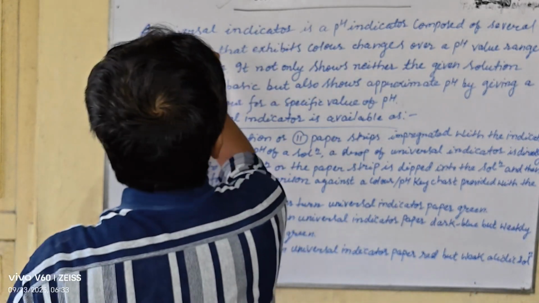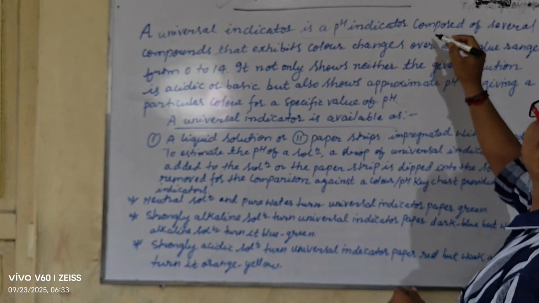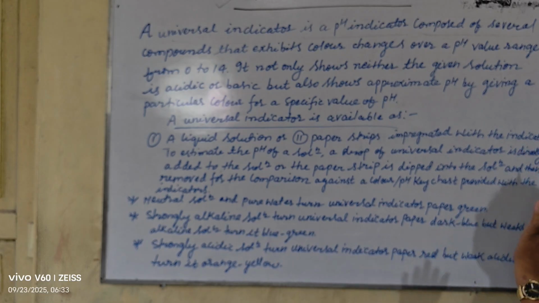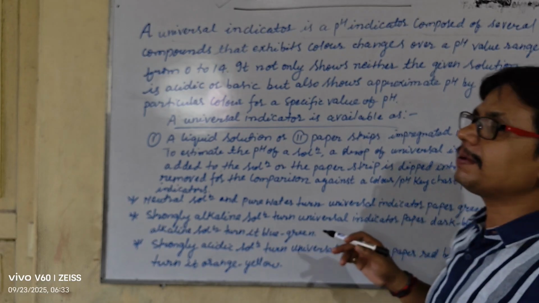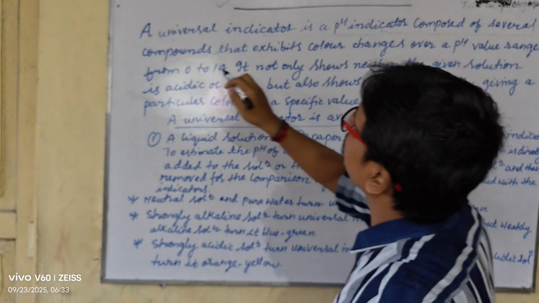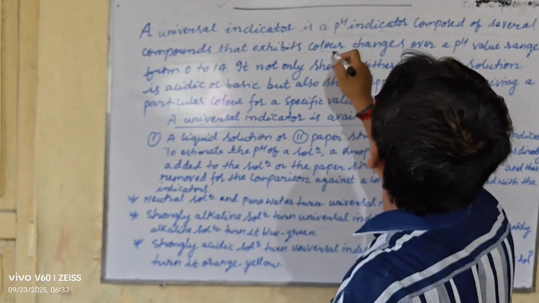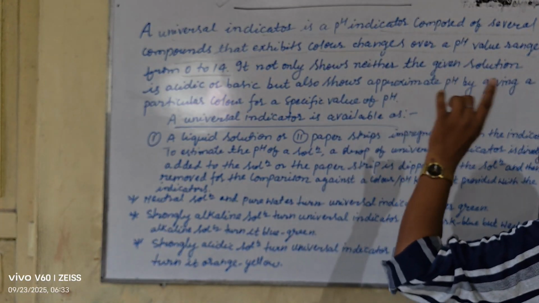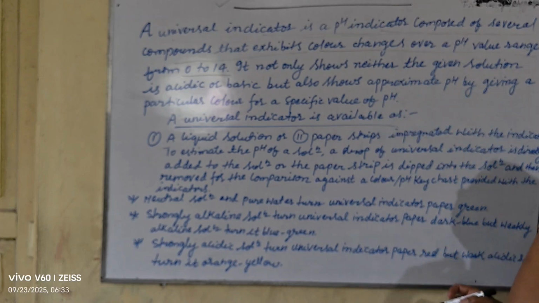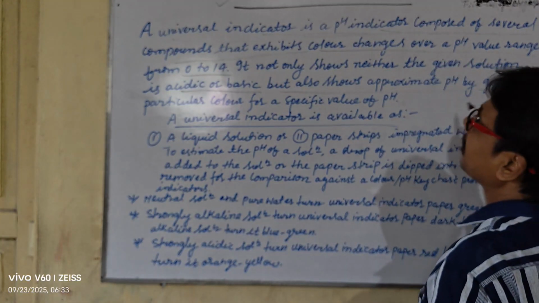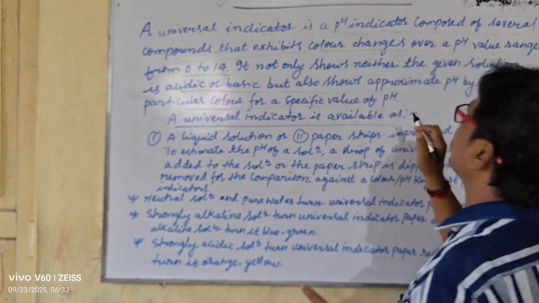Universal indicator is a pH indicator composed of several compounds that exhibit color changes over a pH value ranging from 0 to 14. It not only shows whether the given solution is acidic or basic, but it also shows the approximate pH by giving a particular color for a specific value of pH.